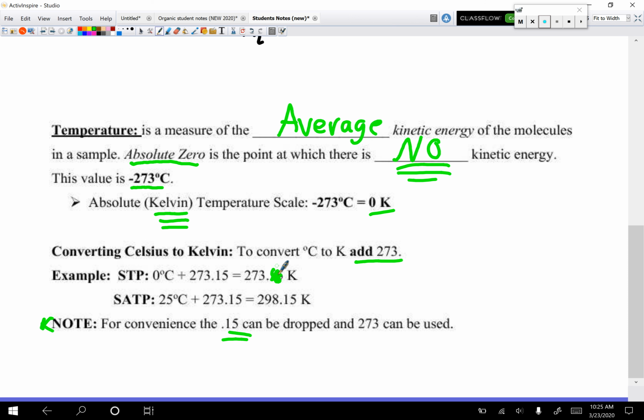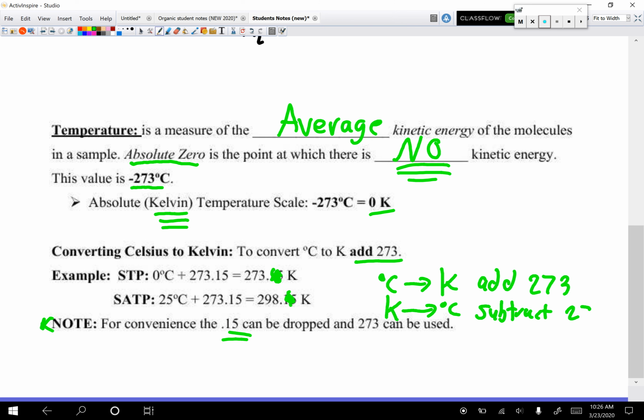And same thing at SATP, which is defined as 25 degrees Celsius. In order to figure out the temperature in Kelvin there, we just add our 273 again to get 298.15, or just 298 Kelvin. So when we're going from degrees Celsius to Kelvin, we add 273, and when we go from Kelvin to degrees Celsius, we subtract 273. Just keep that in mind.